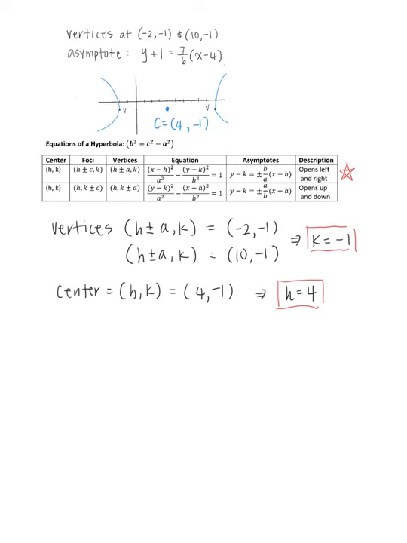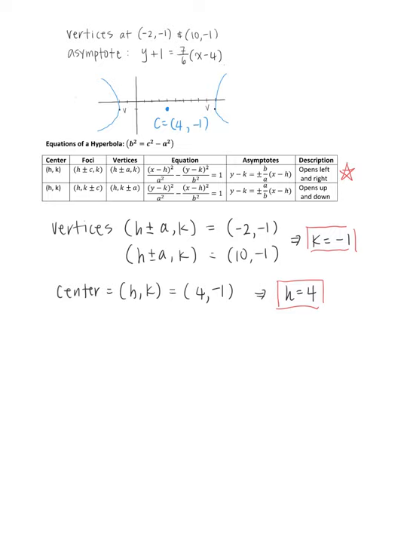So there are many ways that you can do this, but let's just use the asymptote. You're given the equation of the asymptote, so here it is. Our asymptote equation is going to be y minus k equals plus or minus b over a times x minus h, right? Because we're looking at the hyperbola that's going to open left and right.